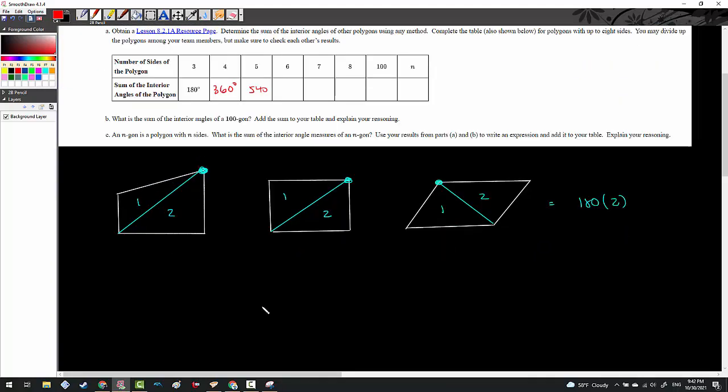So let's go ahead and take a 6-sided figure. Now for this, I'm probably going to draw just a regular hexagon because that's the only 6-sided figure I know how to draw.